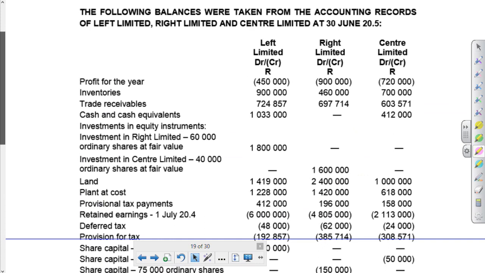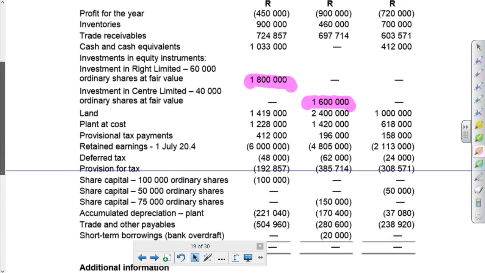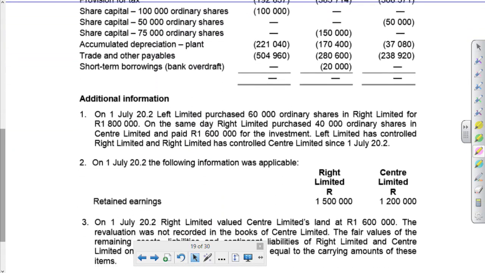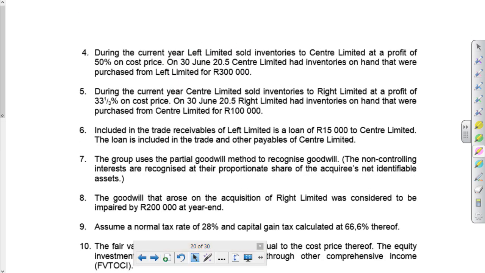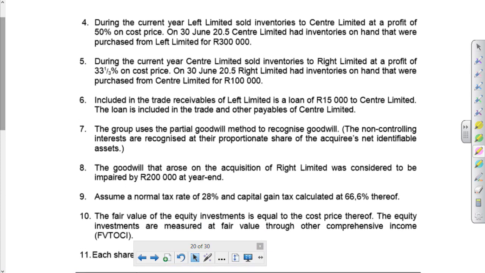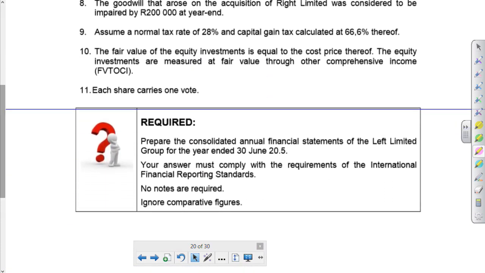We can see immediately on the face of the trial balance that it is a vertical group. There's the cascading effect of the investments. And they say to you actually that the transaction was on the same day. So when the transaction's on the same day, it doesn't really make too much of a difference. You can do it either way. And they ask you, there's a couple of intercompany transactions, you just need to be a bit careful with those, and they ask you to prepare consolidated financial statements. So that's what I would like you to do so that you can practice.